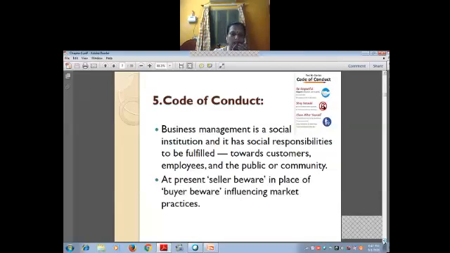Business management is a social institution and has social responsibility to be fulfilled towards customers, employees, and the public or community. At present, seller beware in place of buyer beware is influencing market practice. Nowadays, in the consumerism lesson we also saw that the seller should beware and the buyer should beware while they are getting the products. That is very important.